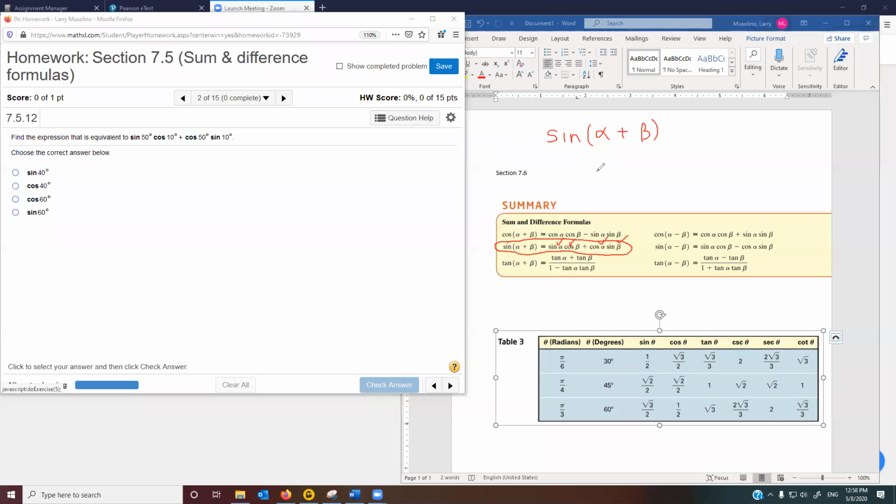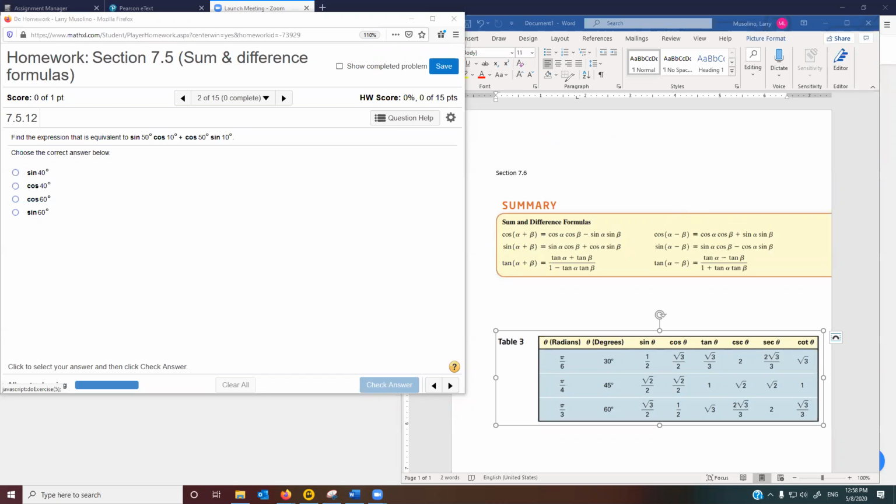What if I have, though, the difference? Difference means subtraction. So what if I have cosine of alpha minus beta? Well, there's a corresponding formula I can apply in that scenario. All right, so these formulas are ways to rewrite the sine, cosine, tangent of either the sum of two angles or the subtraction of two angles.